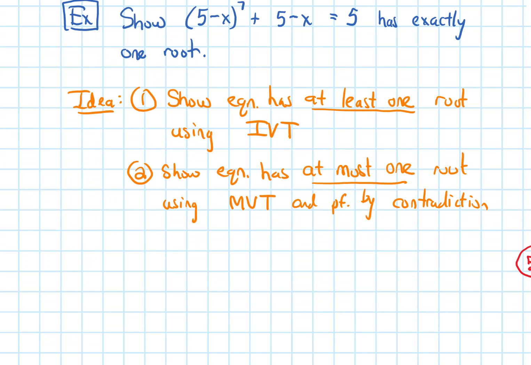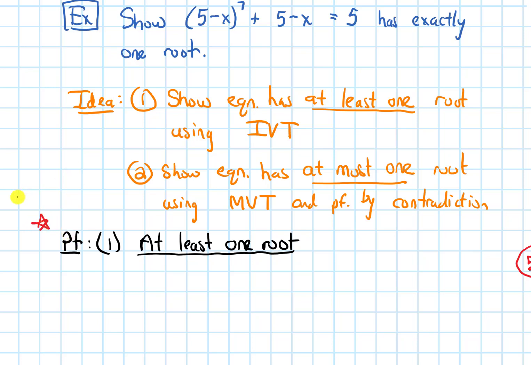So we are ready to begin the proof. For the proof, let's start with the first part. Let's show that this thing has at least one root. And this is where I'm going to ask you to pause it and try the problem on your own. So pause the video for 3 minutes to try this question on your own, just showing that it has at least one root. See if you can show this has at least one root. It's going to involve the intermediate value theorem.